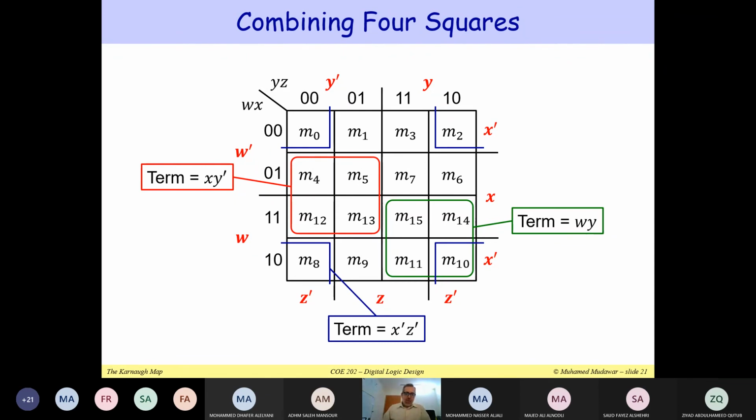Now, even if you don't label the W prime, W, and so on in red, look at the values of these variables. Notice that on the corners, you have X equal to 0, X equal to 0, X equal to 0, and Z equal to 0, Z equal to 0. So what is common for these 4 minterms is that X equal to 0 and Z equal to 0. So the term is X prime and Z prime.